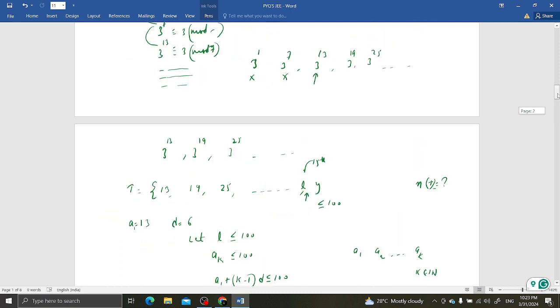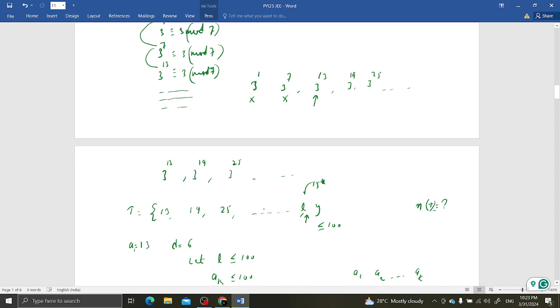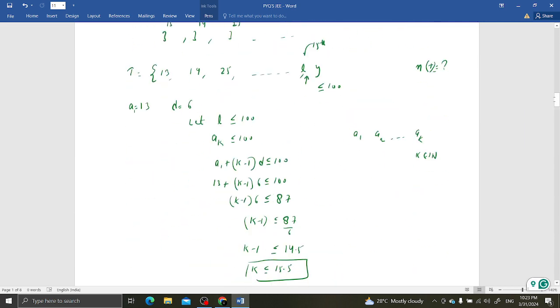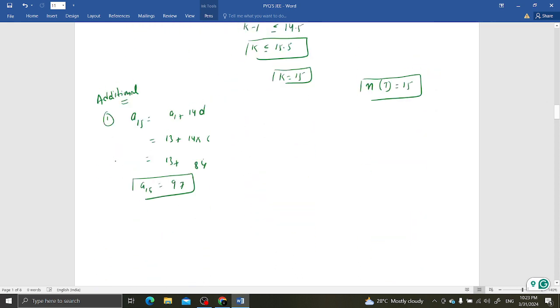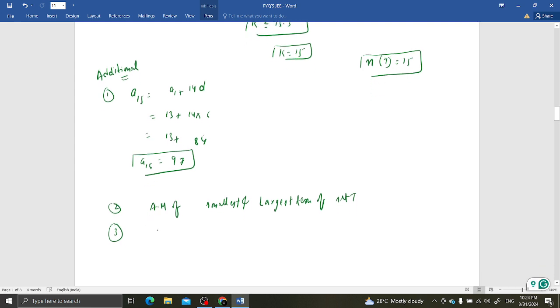It is possible they will ask to find the arithmetic mean of the smallest and the largest term of the set T. We can find it easily: 13 plus 97 divided by 2. So the first question could be the largest term, and the second question the arithmetic mean of the smallest and largest term of the set T. Third, it is possible they will ask the sum of all the terms of set T.